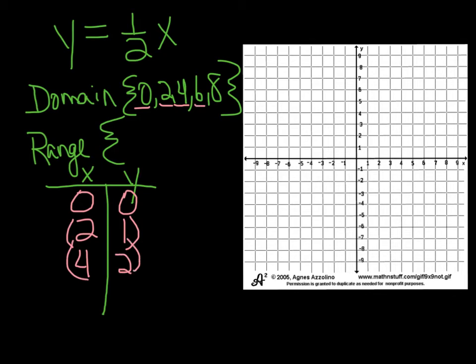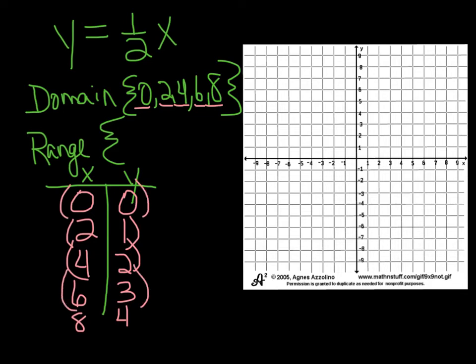6 is the next value in your domain. 1/2 times 6 is 3. When x is 6, y is 3. The last value that they give you for your domain is 8. 1/2 of 8 is 4. You have the ordered pair 8, 4. Again, all these are ordered pairs.